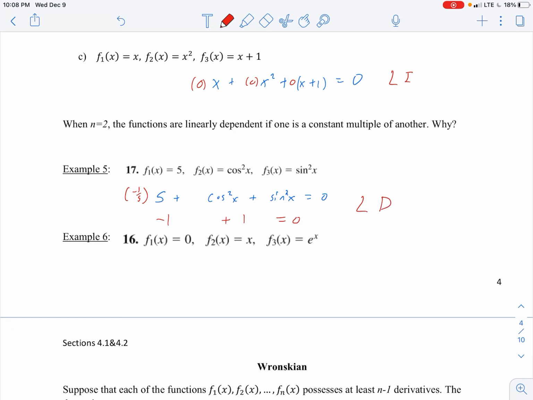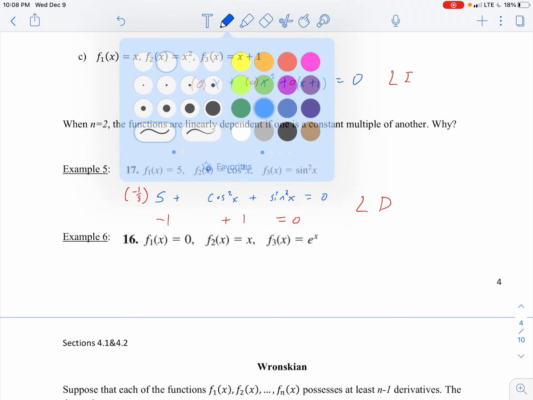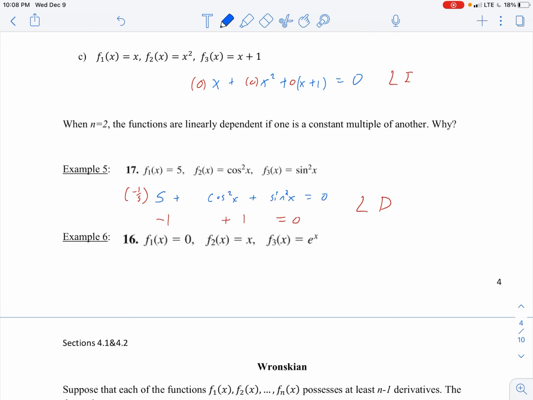Hopefully you got it. Example 6: 0, x, e to the x. Is this linearly independent or dependent? Go ahead and try it on your own. Pause. Did you get it? We'll see.